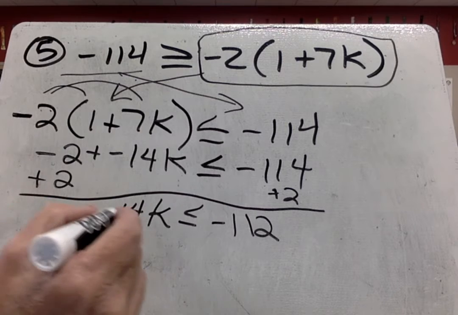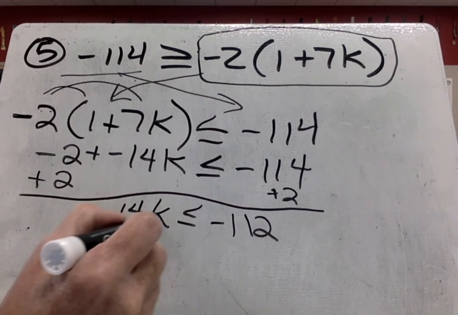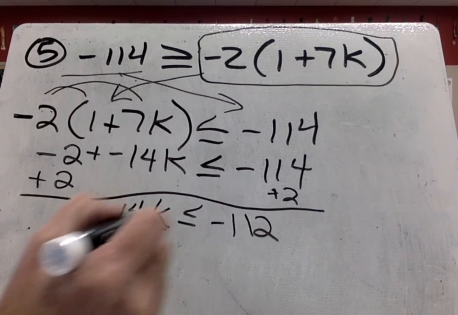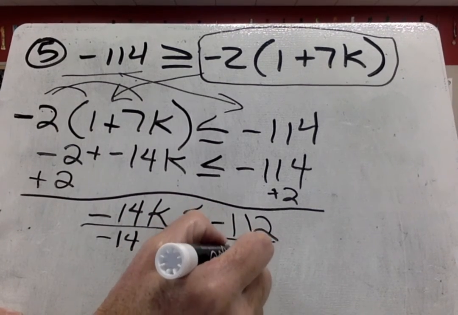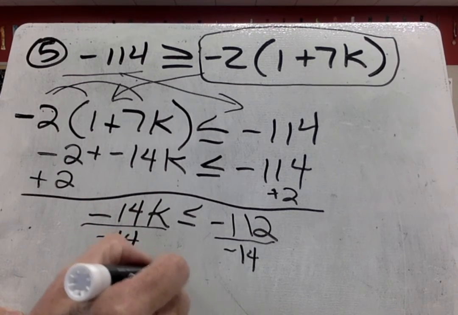Okay, next I'm going to go ahead. It's negative 14 times k. Another mistake students make is they'll go plus 14 because they see that minus 14. But it is a negative 14 times k. So then we have to divide by a negative number. Uh-oh, dividing by a negative, what does that mean? It means we have to flip the sign again.